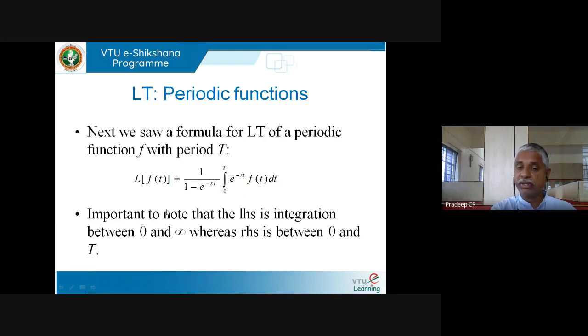The most important thing to note here is, on the left hand side, by definition, L of f(t) is the integral of e power minus st into f(t), with limits varying from 0 to infinity.